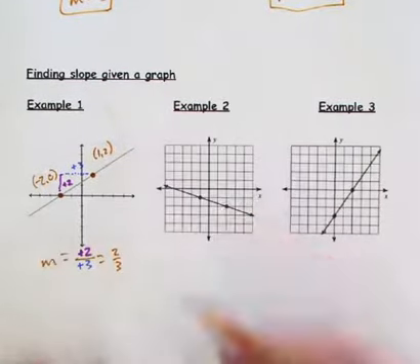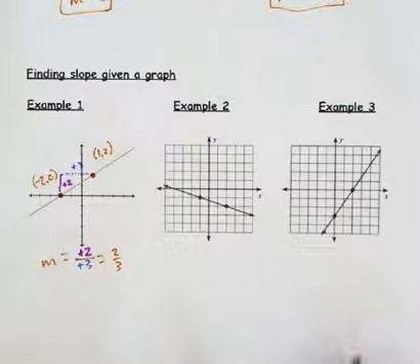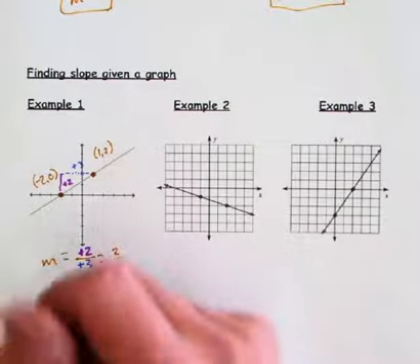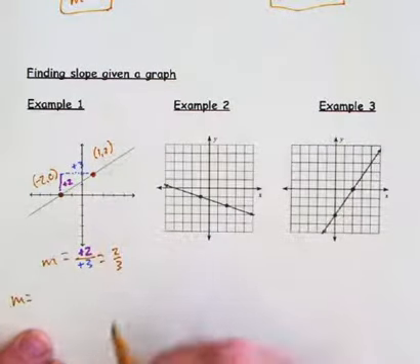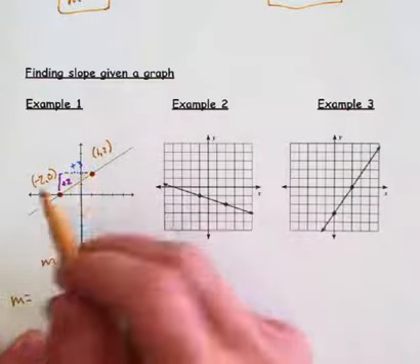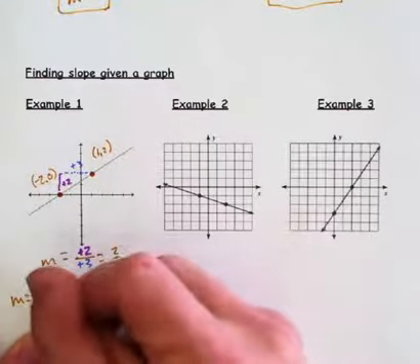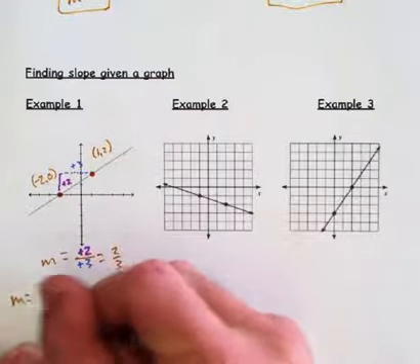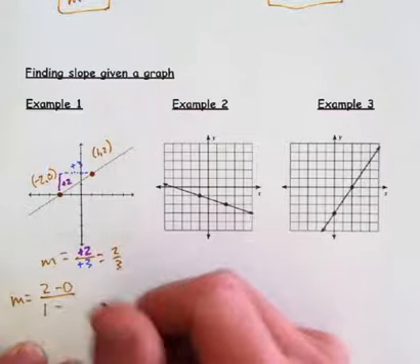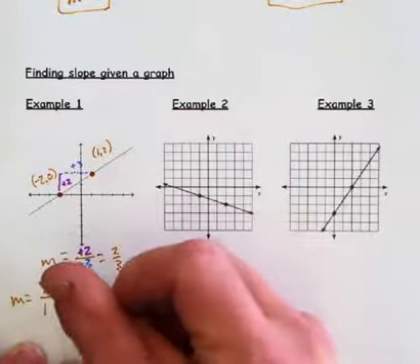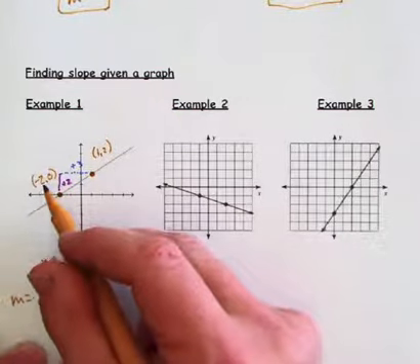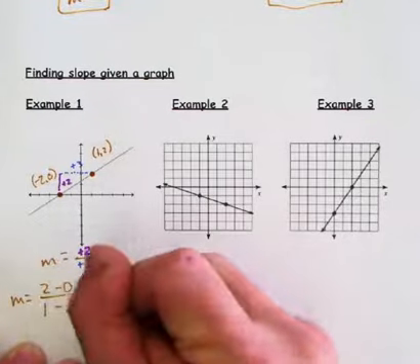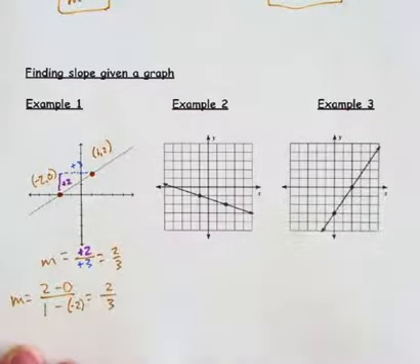Now, just to be consistent, let's check it. All right. So let's say that this is point number 2. This is point number 1. So m equals. I'm not going to use different colors this time, but I think you know how to do this. y2, which is 2, minus y1, which is 0, over x2, which is 1, minus x1. This is x2. This is x1. Negative 2. And that gives us 2 minus 0, which is 2. 1 minus negative 2, which is 3, or 2/3. So we have the same thing.